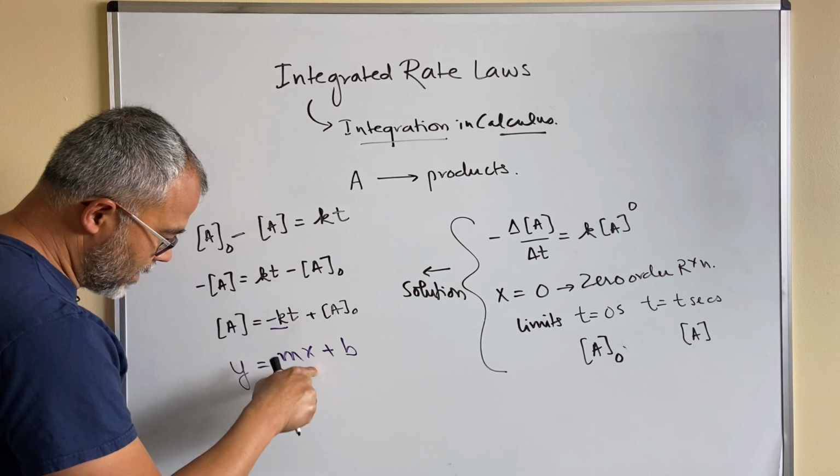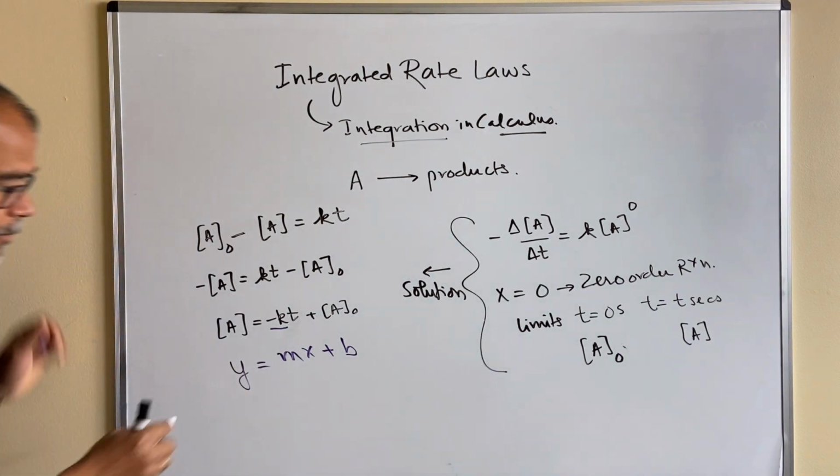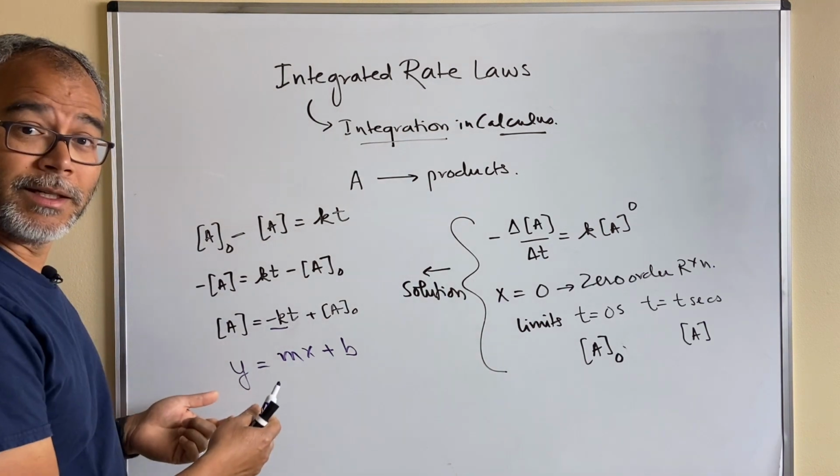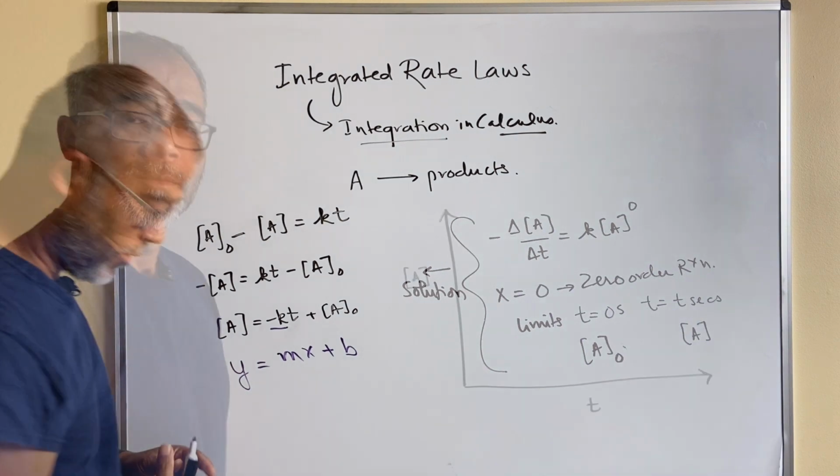Negative k. t is the same as the x, and y is the same as the a, okay? So that means if we plot this, we can actually end up with a straight line, okay? So let's go ahead and do it.